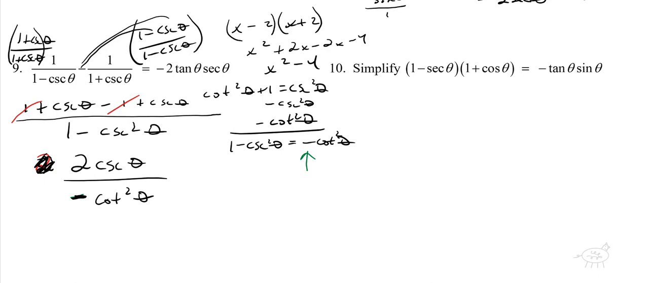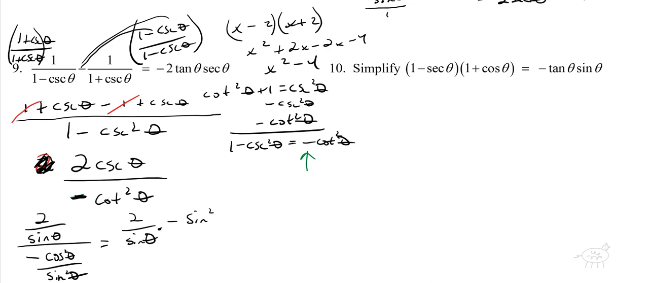So I don't know what to do, sines and cosines. So it's going to be 2 over sine of theta divided by negative cosine of theta squared over sine squared of theta. Okay, so that's going to be 2 over sine of theta times its reciprocal, so negative sine squared of theta over cosine squared of theta.